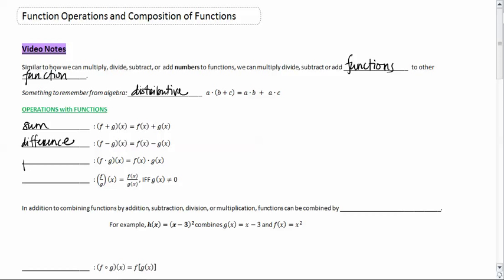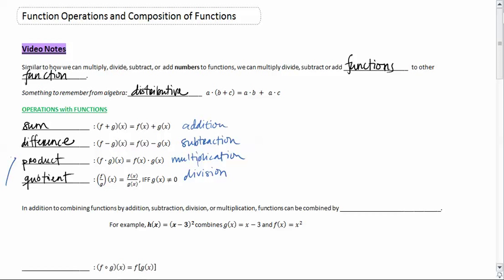The next one is the product. And the last one is the quotient. Product is multiplication, quotient is division. So we can write these over here if you forget. Sum is addition, difference is subtraction, product is multiplication, and quotient is division. These terms over here are the ones that you need to know: sum, difference, product, quotient.